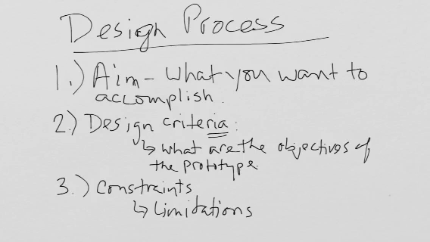Constraints or limitations. What are you limited by? Usually it's things like materials, manpower, time, money, all kinds of things. Now you do your aim, your design criteria, and your constraints before you even start touching any tools or materials. Okay? This is kind of like the equivalent of your problem statement and your hypothesis of an experiment. This is done before you actually do your work.